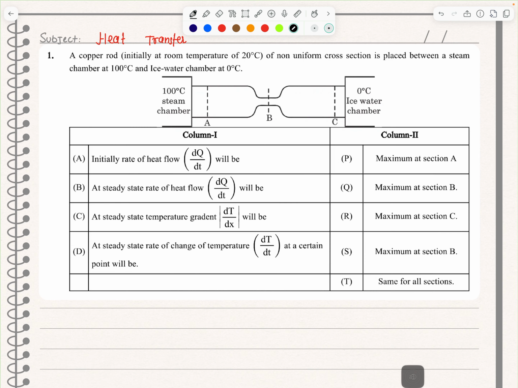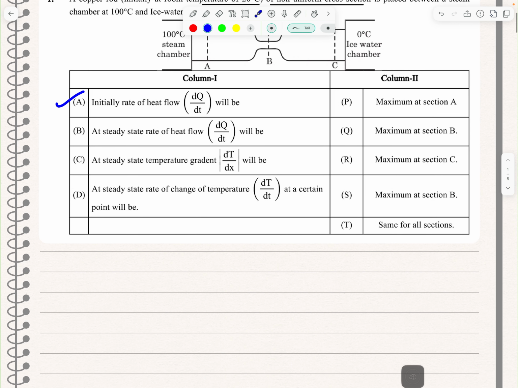A copper rod initially at room temperature 20 degrees centigrade. At T equals 0, the whole rod, which you are seeing here, is at 20 degrees centigrade, of non-uniform cross sections; the cross sectional area is not constant, which you are able to see here. It is placed between a steam chamber maintained at 100 degrees centigrade and an ice chamber maintained at 0 degrees centigrade.